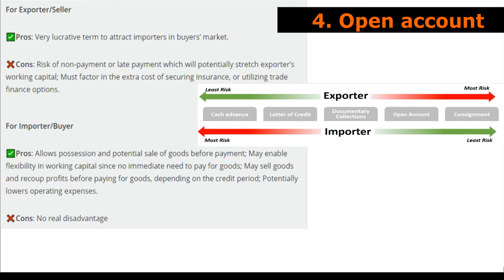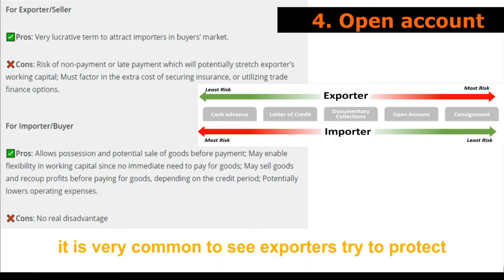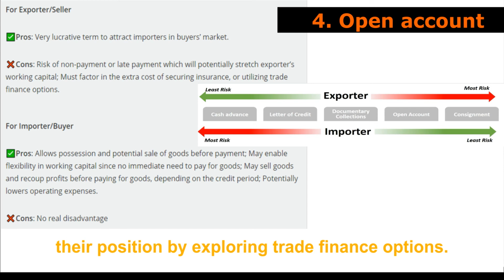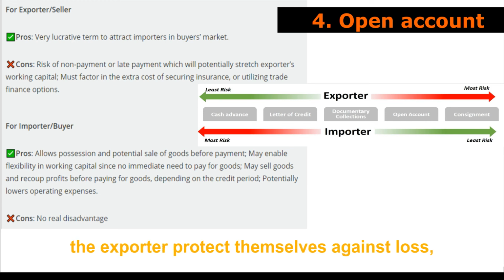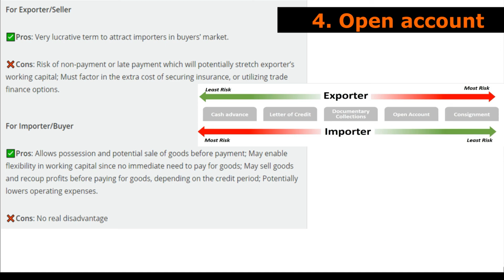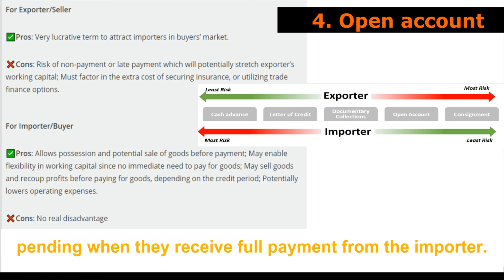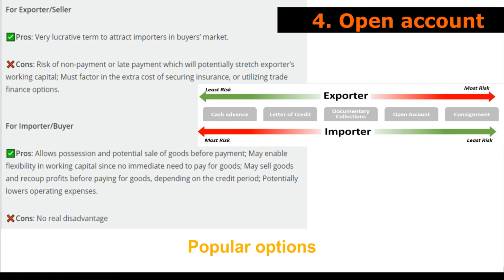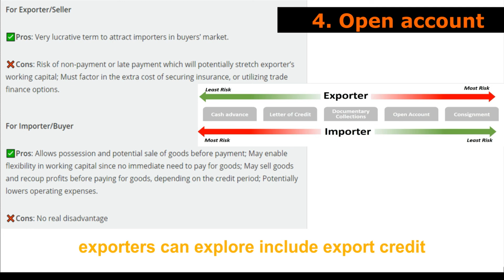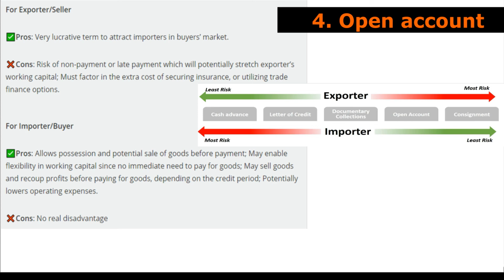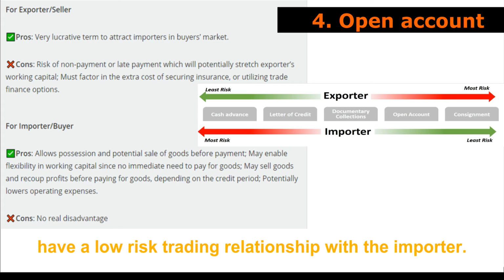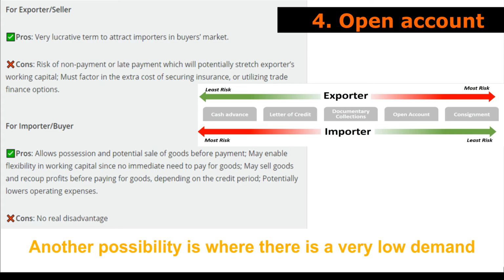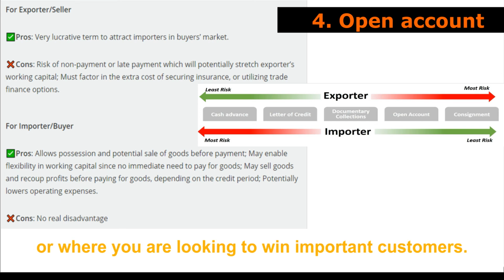For these reasons, it is very common to see exporters try to protect their position by exploring trade finance options. These are essentially mechanisms that help the exporter protect themselves against loss, pending when they receive full payment from the importer. Popular options exporters can explore include export credit insurance and factoring. You should only explore this option in situations where you have a low-risk trading relationship with the importer. Another possibility is where there is a very low demand or where you are looking to win important customers.